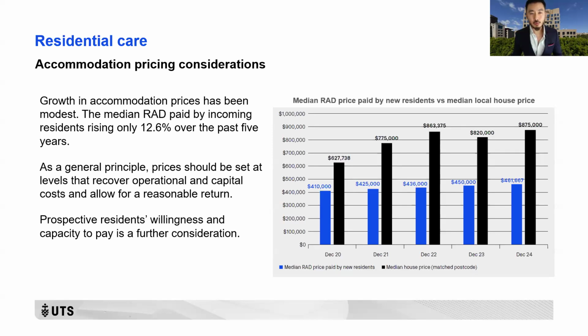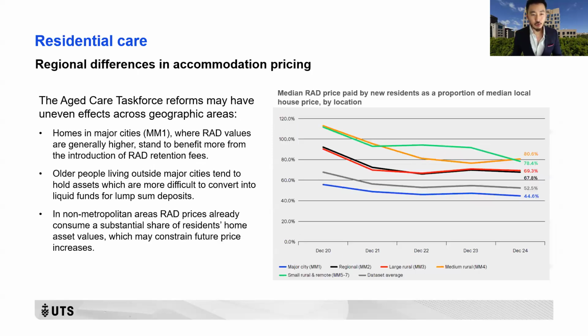The last issue we looked at with regards to accommodation relates to location. So a lot of the aged care task force reforms may actually have uneven effects across geographical areas. So if we consider homes in major cities, RAD values are generally higher. So providers operating homes in major cities will benefit more from having higher RAD intake amounts, as well as taking in higher RAD retention fees.